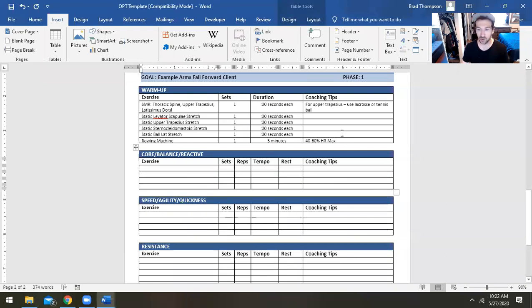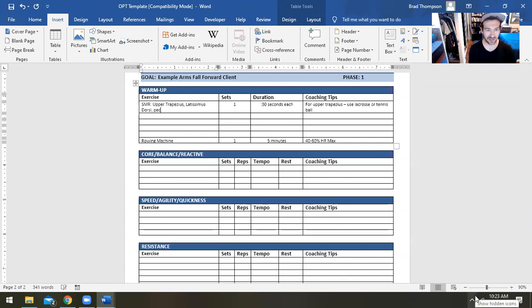So we are going to foam roll first our upper trapezius, latissimus dorsi, and pec minor. Okay, so for upper trapezius and pec minor, use a lacrosse or tennis ball. You're going to need to press that here and here. And then you're going to foam roll onto your lats.